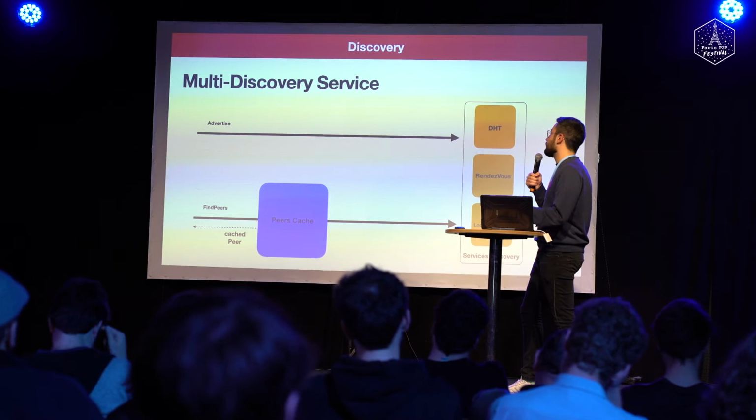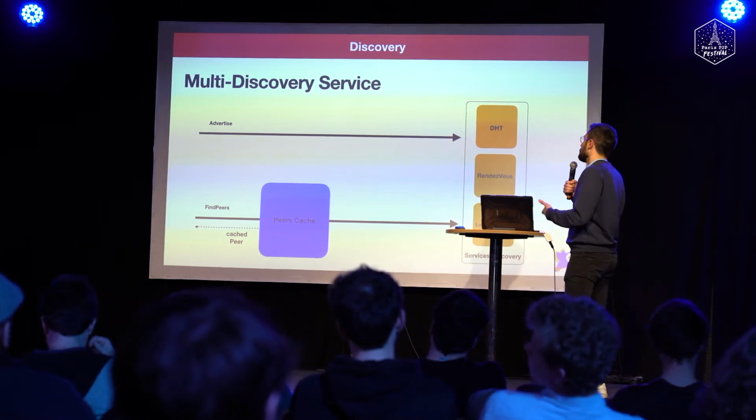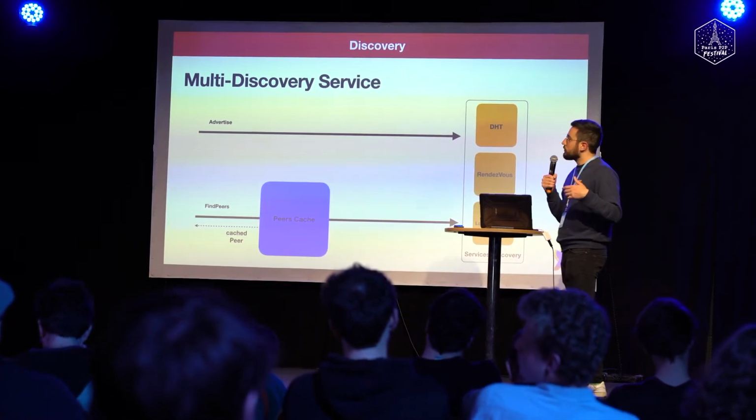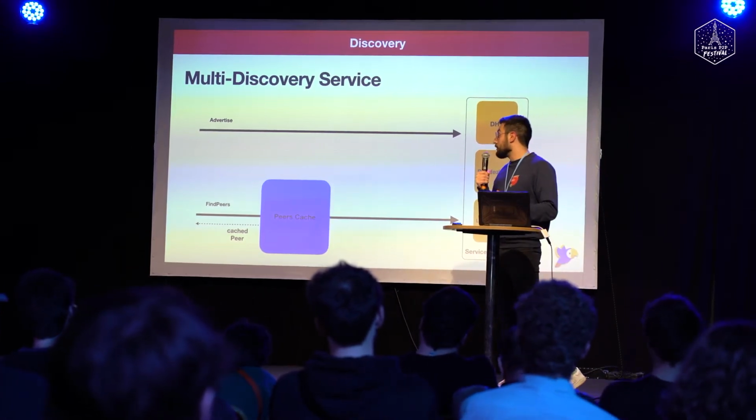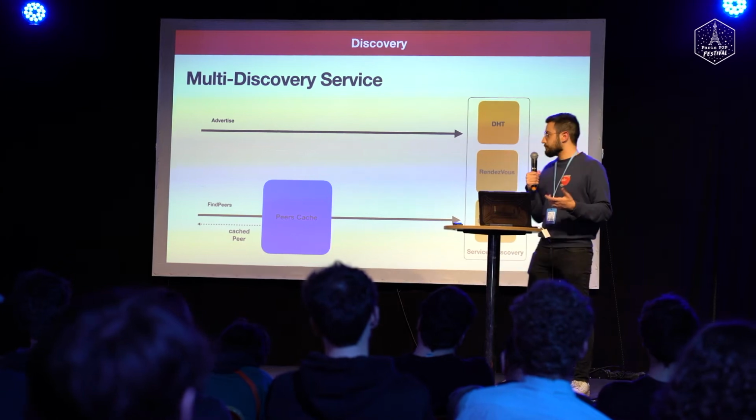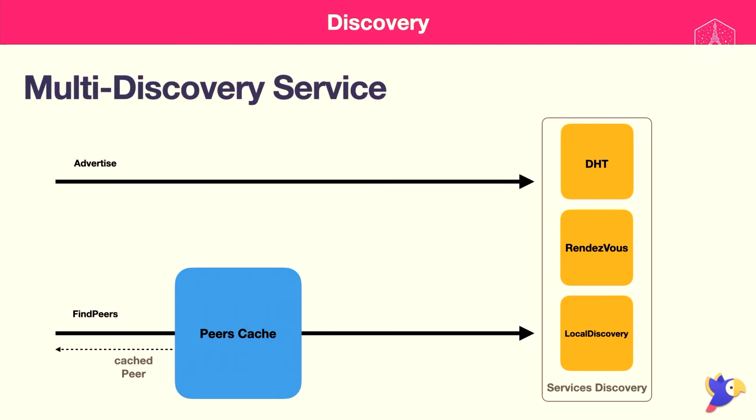We have, of course, a peer cache. So when we call the find peer method multiple times, with the peer cache you don't ask all the services too many times, and it will also gather all the addresses of a peer. So you just have to do one find peer.